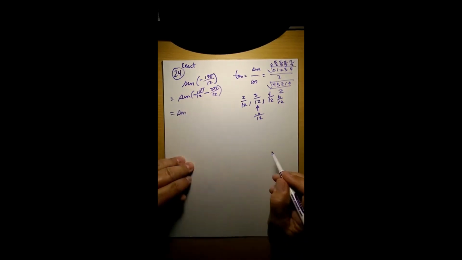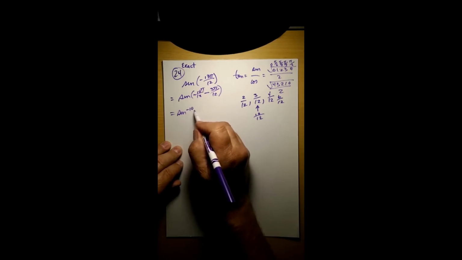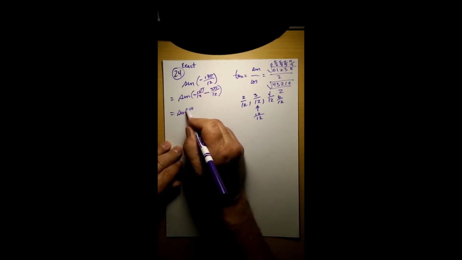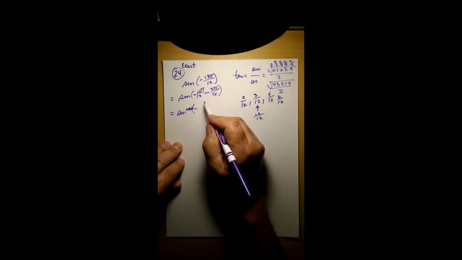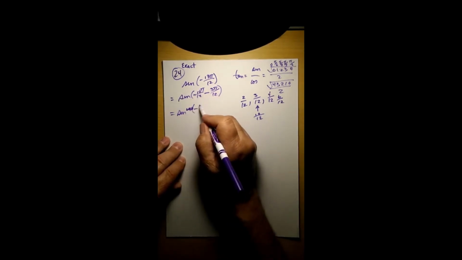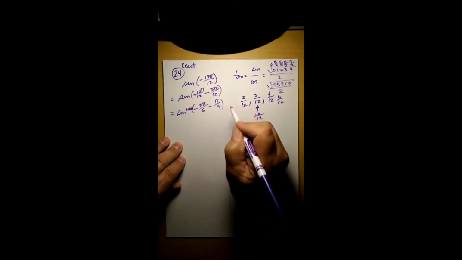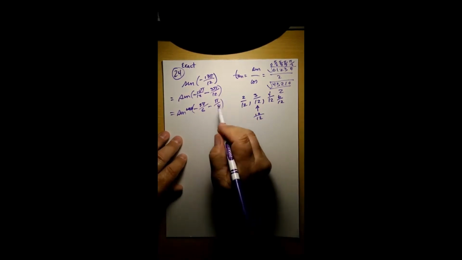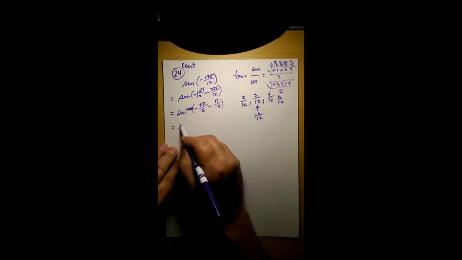Now we apply the sine of a difference identity. It's the sine of the first. First of all, let's write this reduced. So this becomes 5 pi over 6, and this is now pi over 4. Okay, so now, the difference.